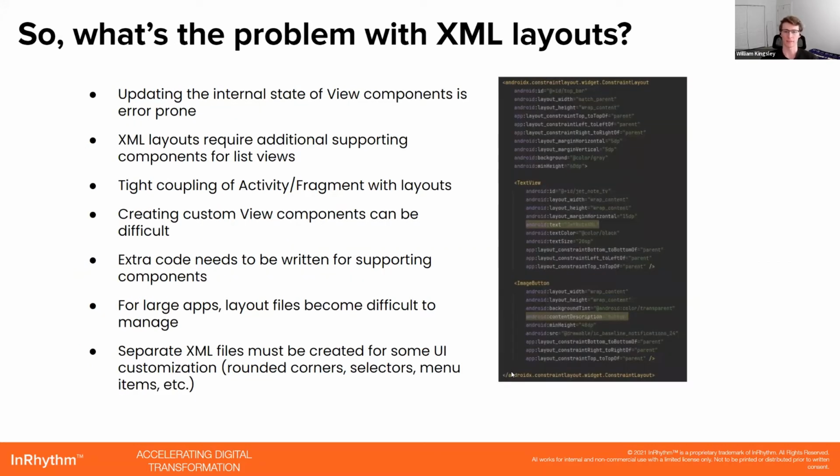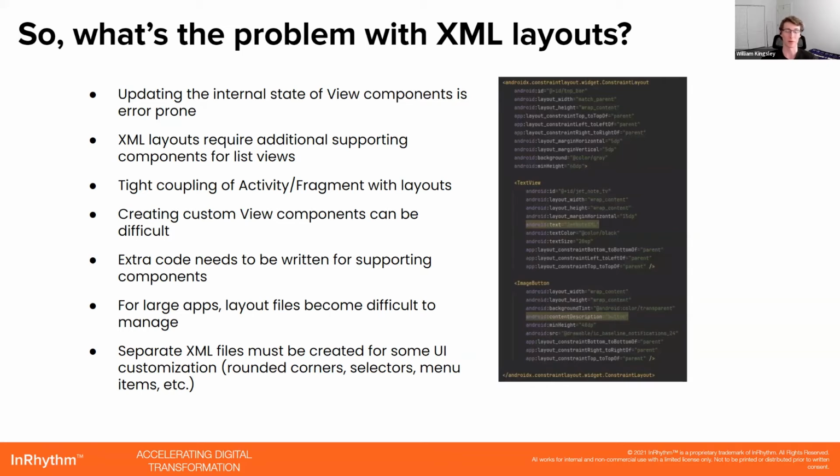So what's the problem with XML layouts? Well, as I said before, updating the internal state of view components is rather error prone. XML layouts additionally require supporting components for certain more advanced or more complicated layout types, such as lists, for example. Lists in XML layouts require additional components such as adapters in order for that list to be rendered to the screen. There's often tight coupling between layouts and their respective activities and fragments, which can lead to spaghetti code within your activities and fragments that you define for the screens of your application.